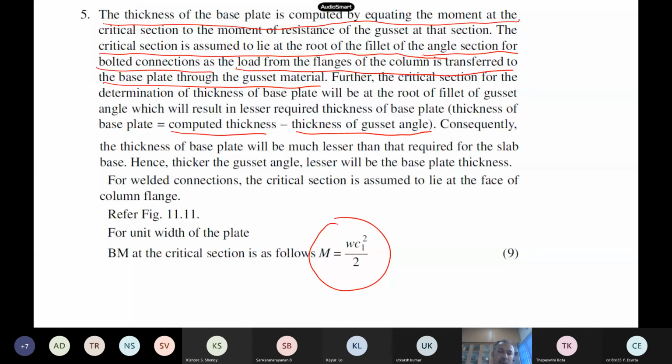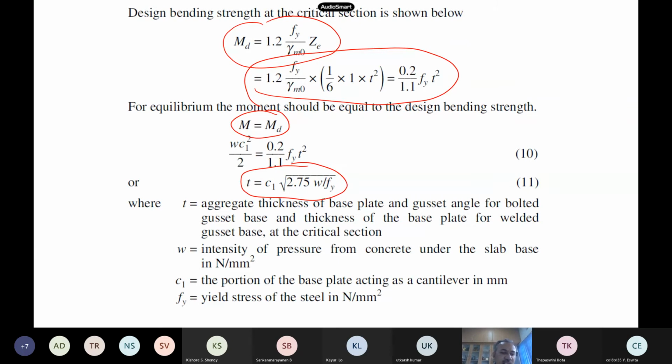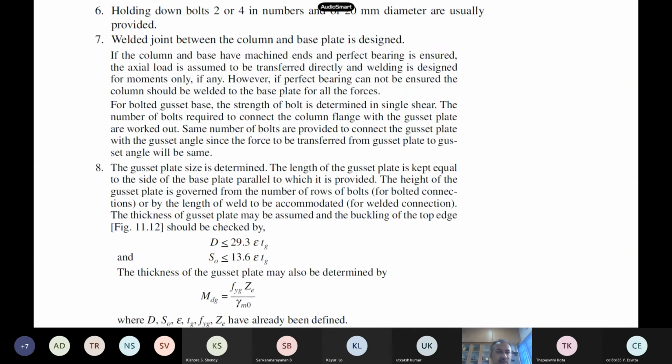So this you have to do, because that is a critical portion we are finding out, and you find out the thickness of the gusset plate. So this is the design bending strength. So the same example, 0.2 Fy t square. So this has to be equated to this one. So you find out t, C1 being the portion of the base plate acting as a cantilever. So yield strength you find out. So you will get the thickness of this itself. So now you have to design the bolts, how to connect it to the foundation. So this is a general thing, 20 mm diameter we use, and the welded joint also has to be designed.